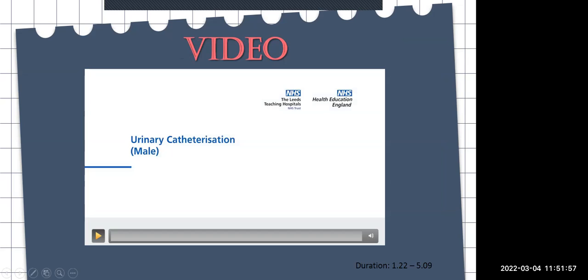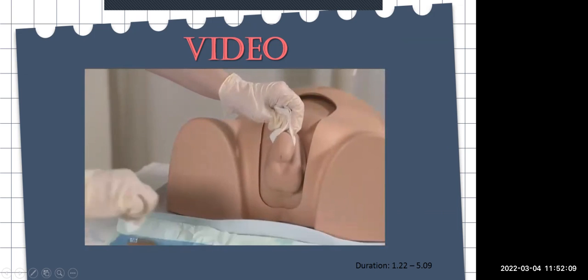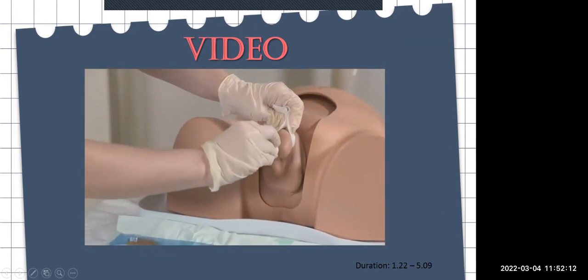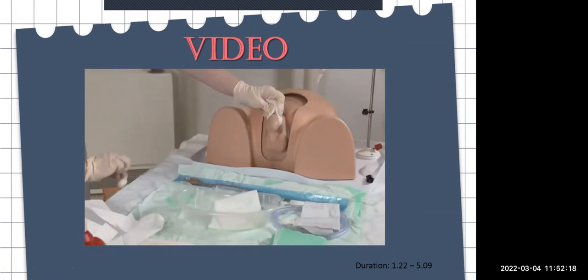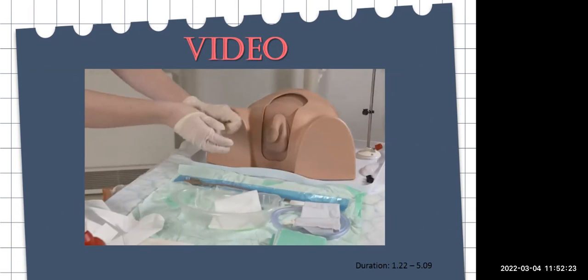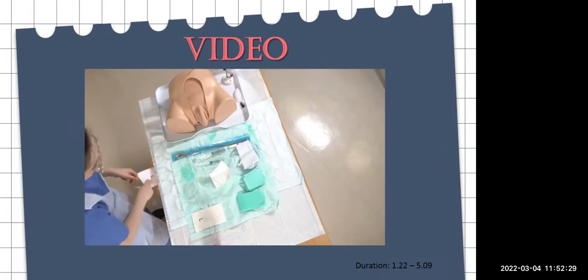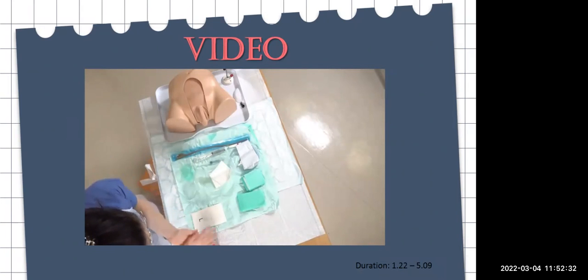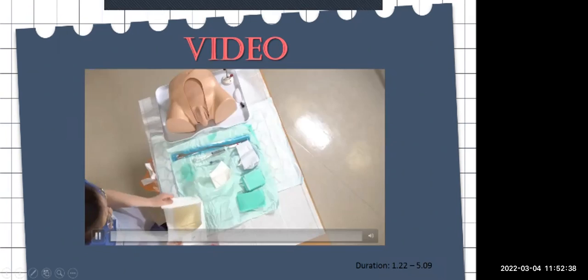Okay, this is a video of the male urethral catheterization. And then discarding after each use. So again, just in circular motions, and then place into the bin. And then we can get rid of this piece of gauze and these first set of gloves. I'll just put my empty wrapper in the bin as well. Okay. So just wash my hands again, and then put my second pair of sterile gloves on.